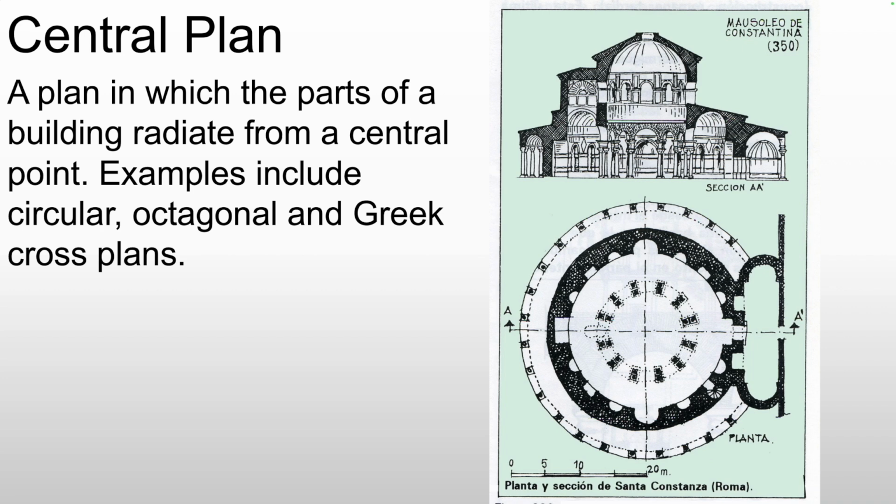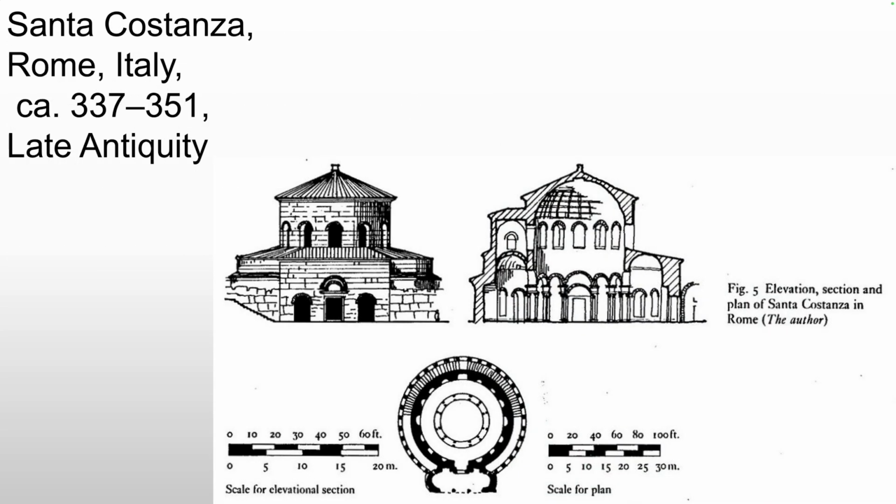Could be octagonal, could be circular. Generally, it's not going to be square. It could theoretically be a square form. And we see this oftentimes adjacent to basilicas. So oftentimes these central plan structures will be built as mausoleums, baptistries, or private chapels off the side of a larger basilica. Likely in this case, it's a mausoleum to Constantine's daughter.